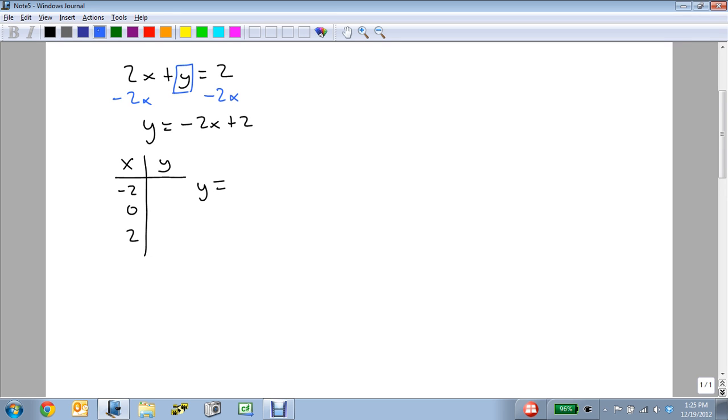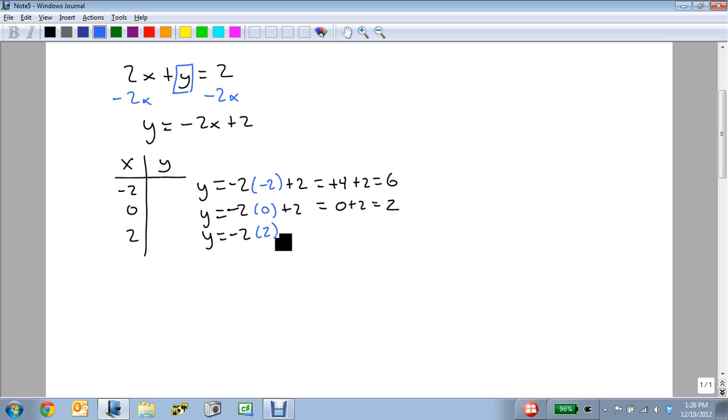So y equals minus 2 times minus 2 plus 2, which is positive 4, plus 2, which is 6. And then y equals minus 2 times 0 plus 2, and that gives 0 plus 2, which is 2. Finally, we get y equals minus 2 times 2 plus 2, which is minus 4 plus 2, and so it gives us minus 2. So our 3 points are minus 2, 6; 0, 2; and 2, minus 2.